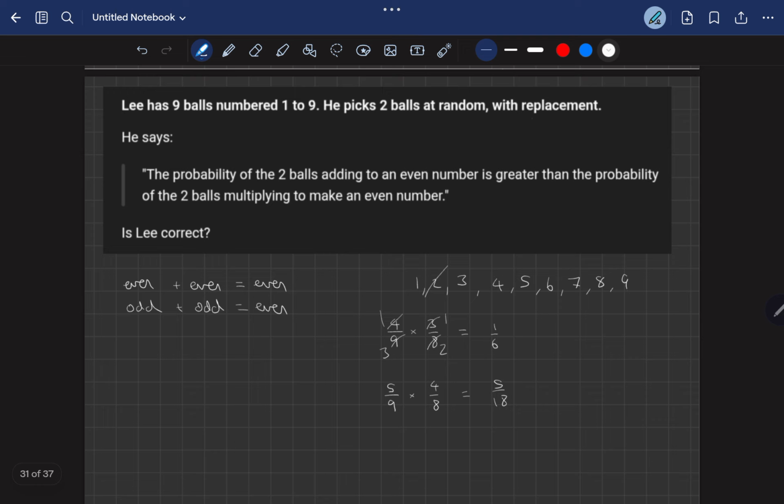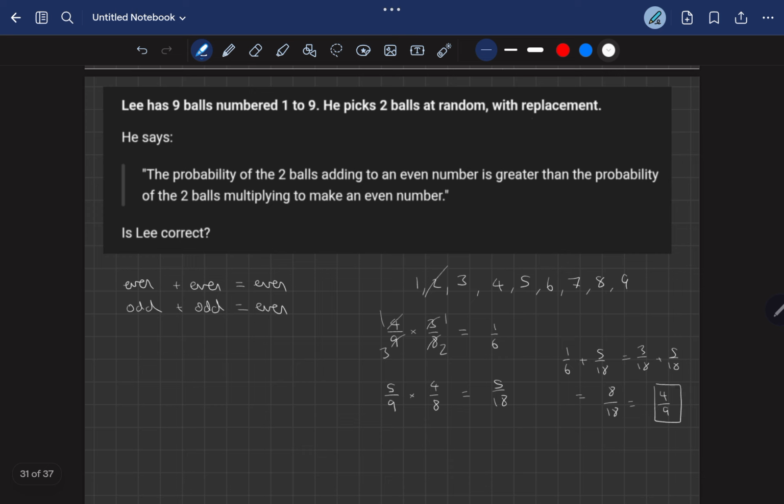Okay, now I'm going to add these two values up. 1 over 6 plus 5 over 18 is equal to 3 over 18 plus 5 over 18, which is 8 over 18. Okay, we can simplify this to 4 over 9.